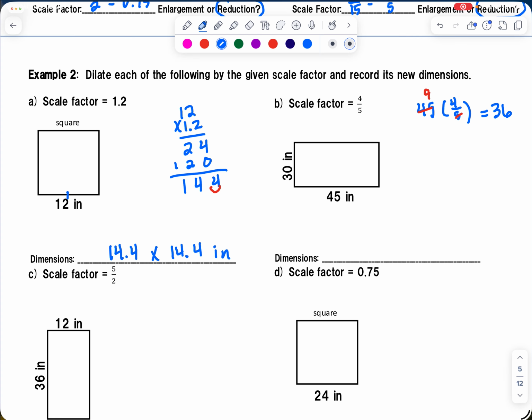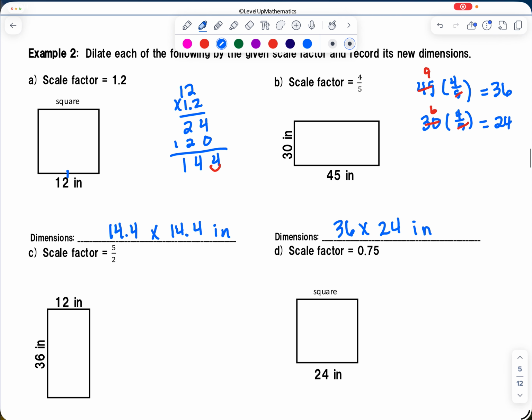And then I'll take my second side, 30, and multiply it by the scale factor. 5 goes into 30 6 times. 6 times 4 is 24. So this would be a 36 by 24 inch rectangle.